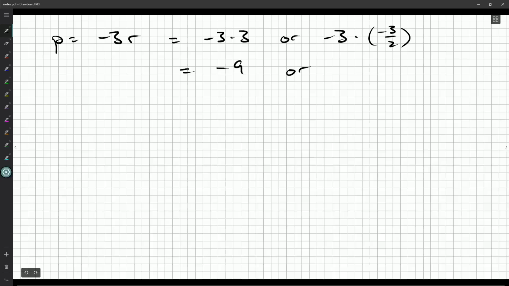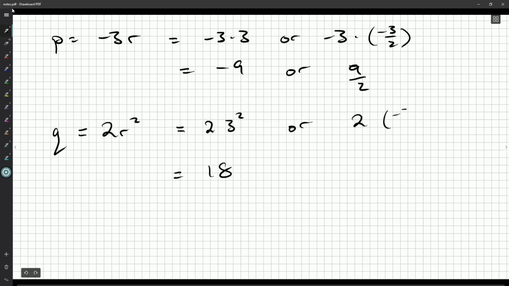Now, I could just say, well, I know p and q have to add up to 9, so the q here corresponds to 18. But what I'm going to do is double-check my arithmetic by actually calculating the q's separately, and hopefully everything should add up to 9. This one here would be 9 over 2. So I should get 9 over 2 for my other q, and 18 as well. So 2r squared, so that would be 2 times 3 squared, which would be 18, or 2 times negative 3 over 2 squared, and that'll be 2 times 9 over 4, so 9 over 2.